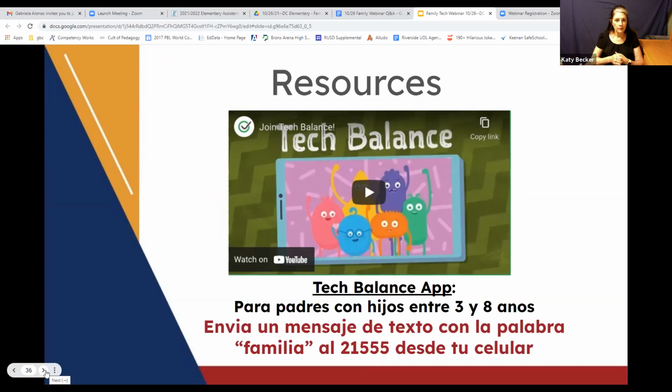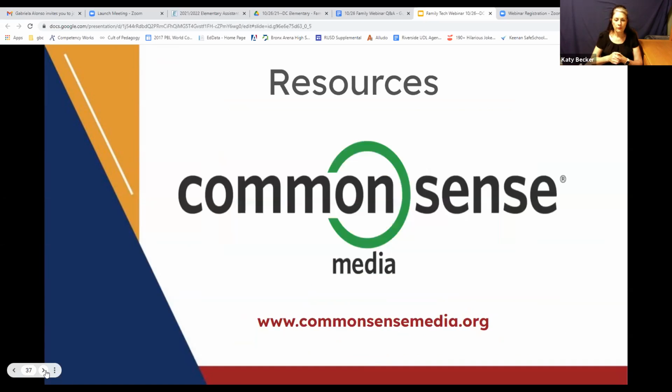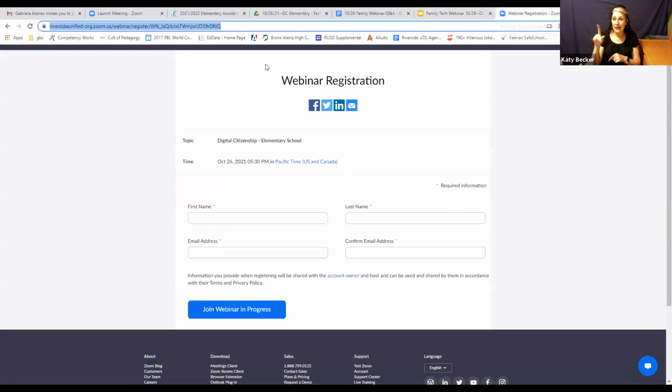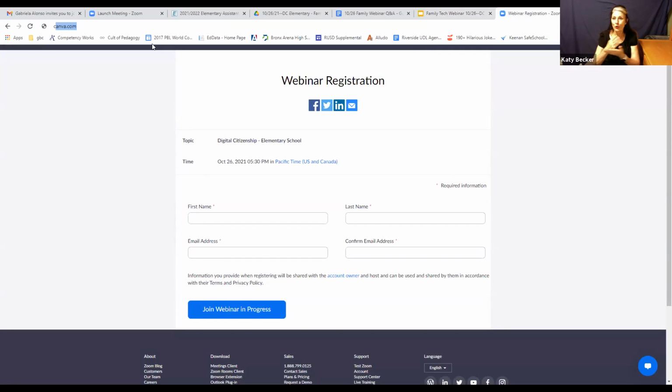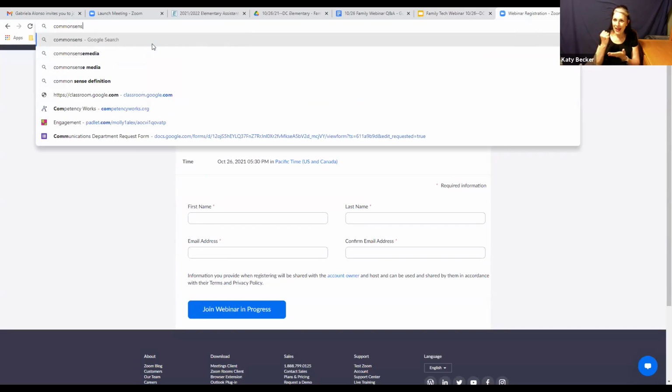And that's just the Spanish version of the app. So our Spanish families can also take advantage of that. And then, Larissa, if you wouldn't mind opening this tab, I would like to take you all to the Commonsense Media website and show you some of the great advantages of going to this website.